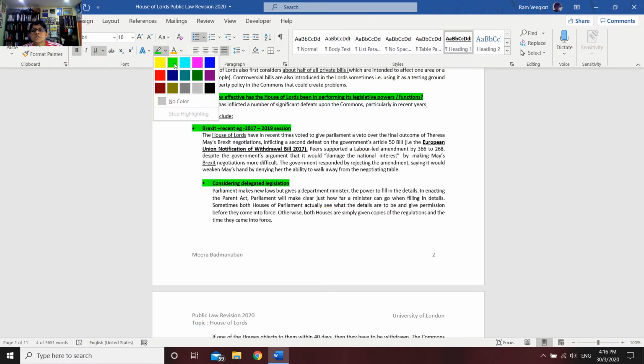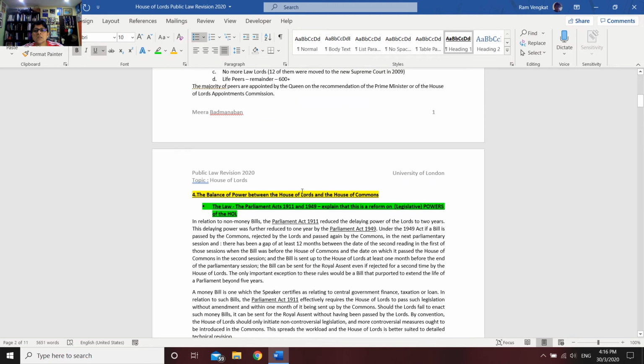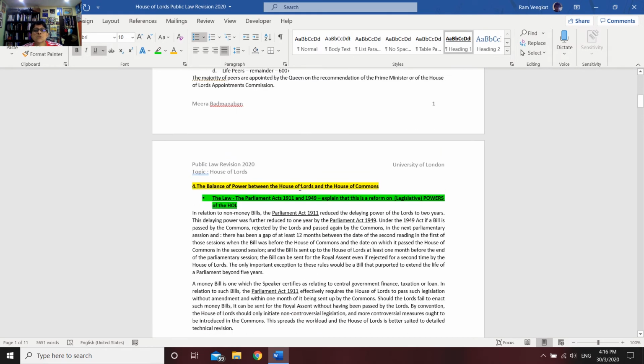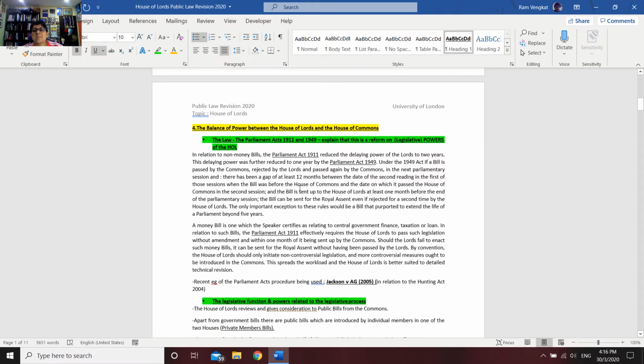Considering delegated legislation. Right. Okay. Now, so let's go back to the top of page 2. So the balance of power now. So why are we talking about this?